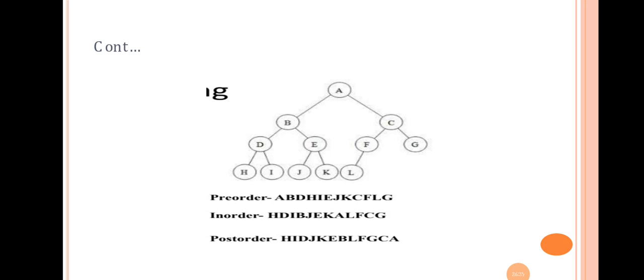F, C, G. In post-order, we use H, I, D, J, K, E, and then B. After that, L, F, G, C, A. Finally, only then will the root node be accessed in post-order. In pre-order, the root node is accessed in the first step. In-order, it is accessed in the middle of the process. In post-order, it is accessed at the end.